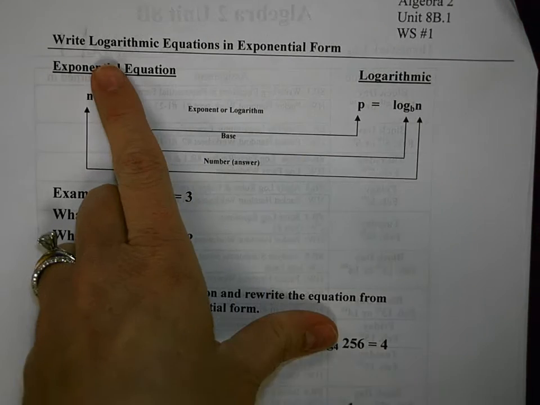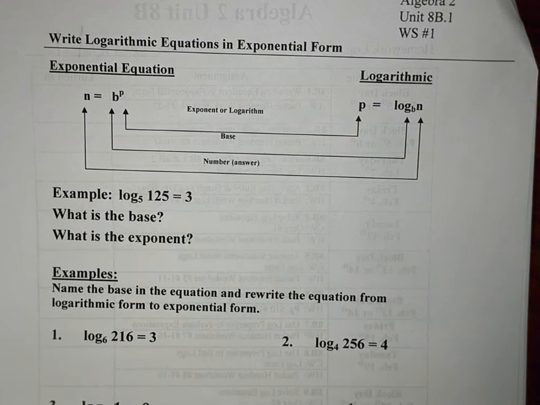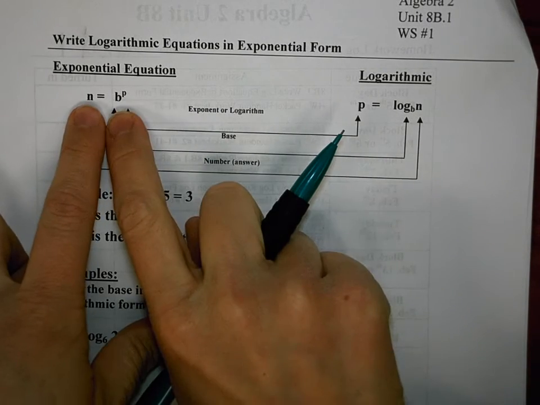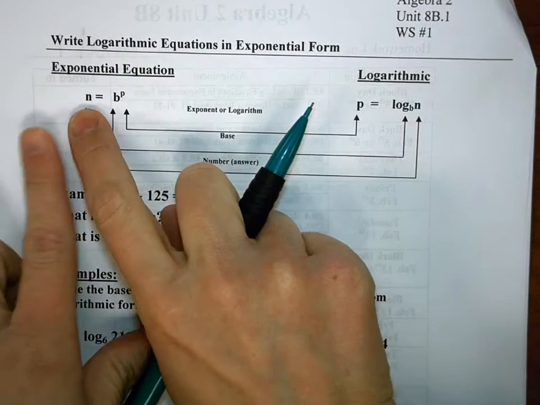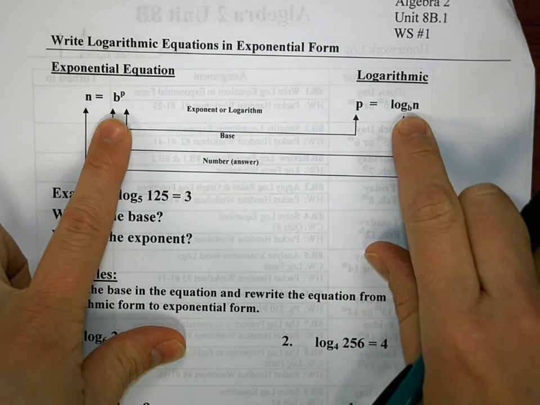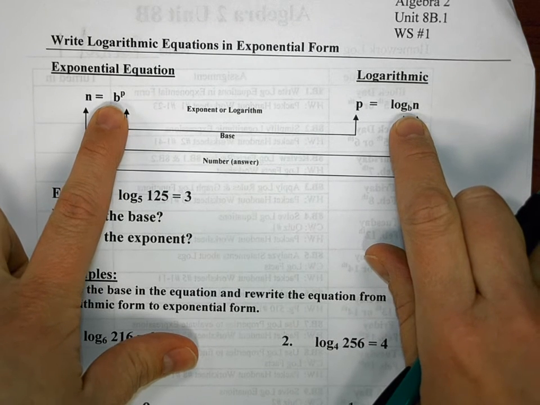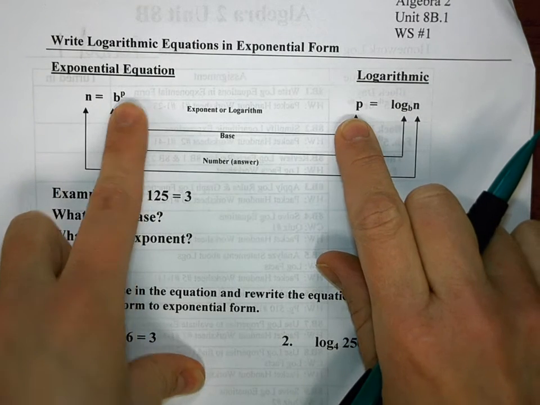All right, so we're going to learn how to write logarithmic equations in exponential form, okay? Now, this may look a little confusing, but notice how you have n equals b to the p power. The n represents the number in front of the log. The b is the base. Notice it's the base of the log and also the base of the number. And then the p is your exponent.